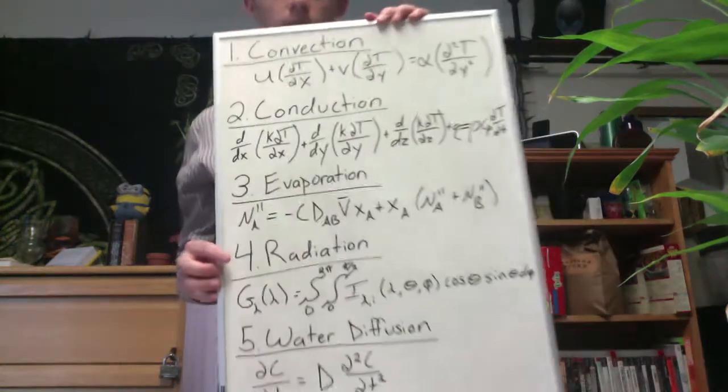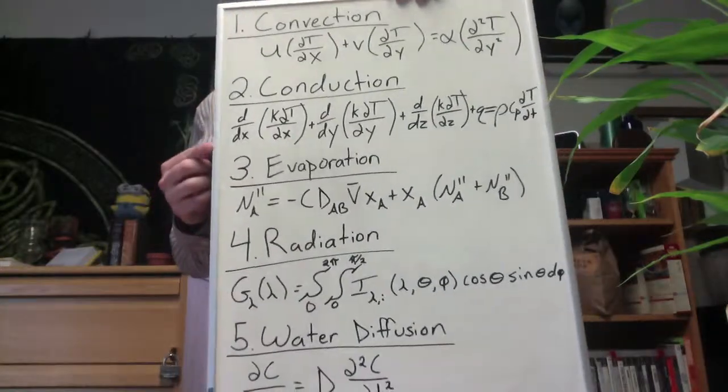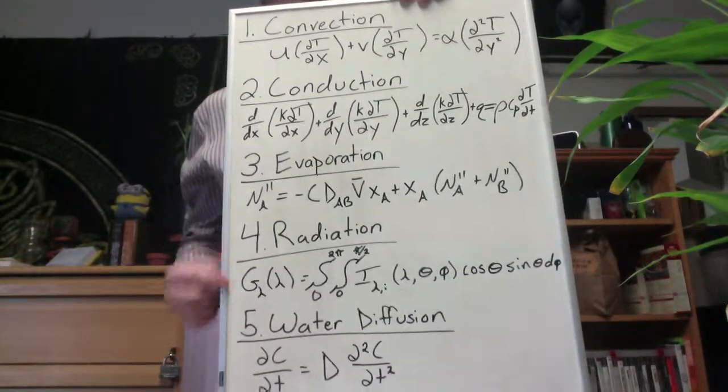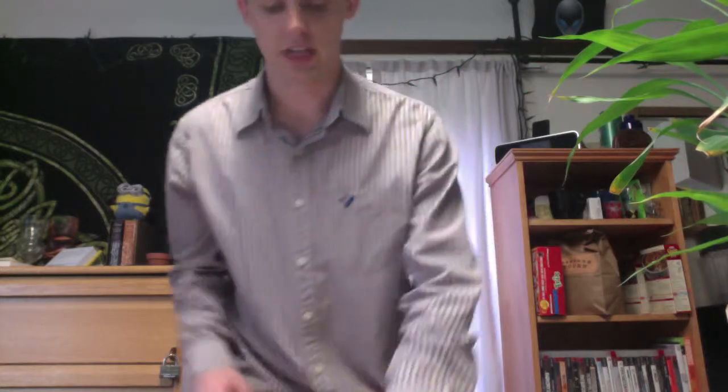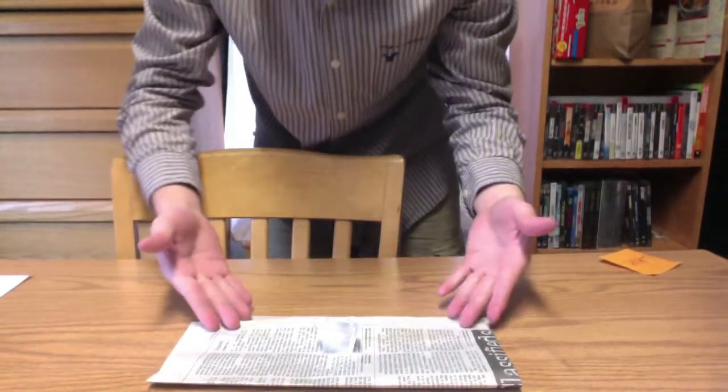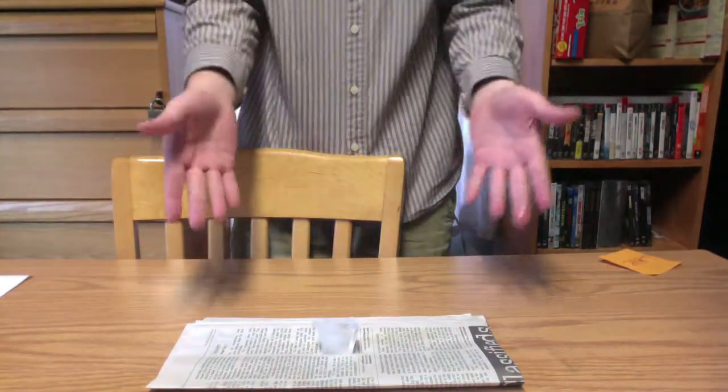So today we will be talking about 5 concepts of heat and mass transfer. Now these 5 concepts here are convection, conduction, evaporation, radiation, and water diffusion. Now for our demonstration today we will be focused on this ice cube. Now this ice cube is going to sit conveniently right here on our newspaper, or our holding plate, shall we say.